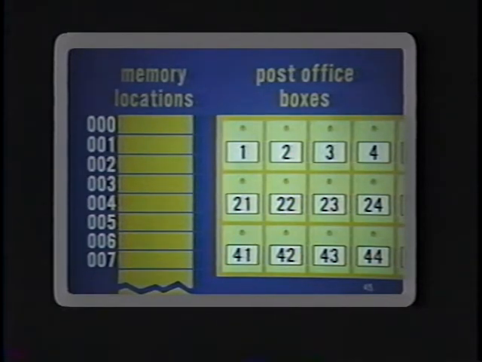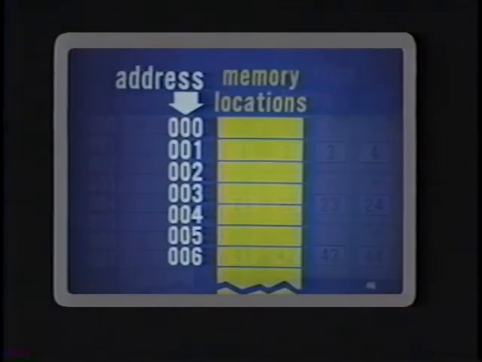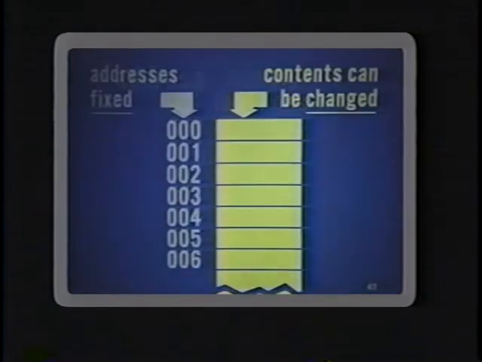Main memory is addressed in much the same way as our post office boxes. Each location in main memory also has an address assigned to it. This address identifies the memory location, but not the information that is contained in the location. In other words, the memory addresses are fixed at the time the computer system is designed and manufactured. These addresses are permanent. They cannot be changed. However, the contents of the memory locations can be changed.